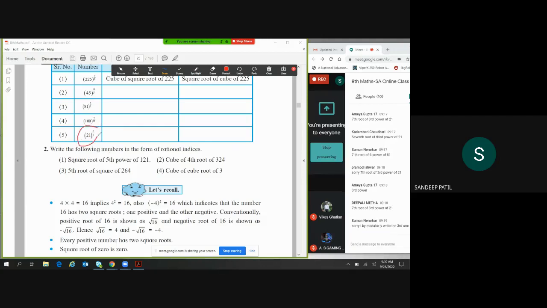We understood that the answer for this is the 7th root of the 3rd power of 21, so we are done with that. Now I have explained how to write in the chat box. If I ask questions regarding indices, you can use the toggle key or a comma to separate the index and the base value. So can you write this in the chat box: cube of cube root of 3.